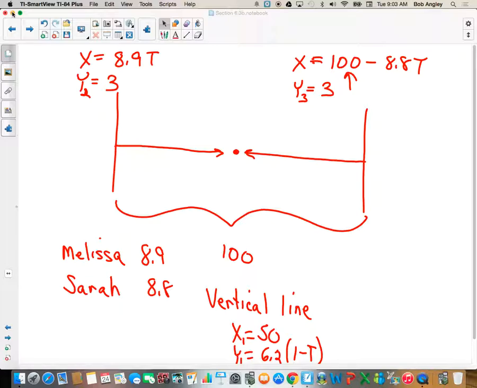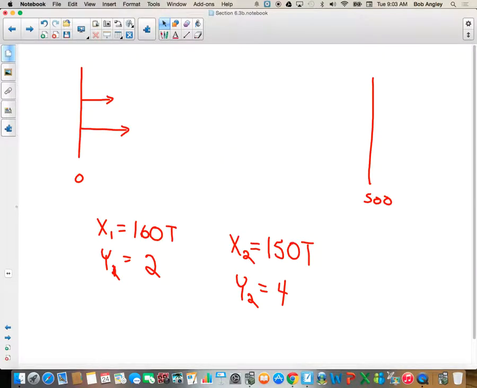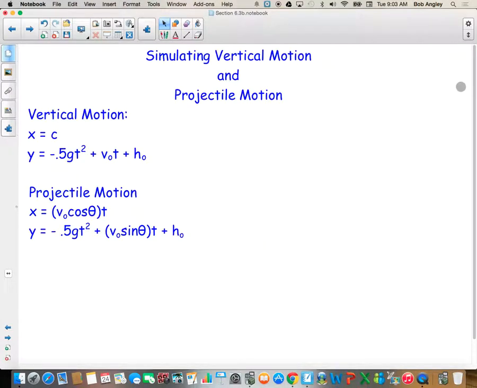Now, here's the key with horizontal motion. The y coordinate is always a constant. I don't know if you need to write that down or not, but if you're a person that thinks you'll forget: horizontal motion, y coordinate is a constant. On the next slide, we're going to talk about simulating vertical motion and then particle motion.